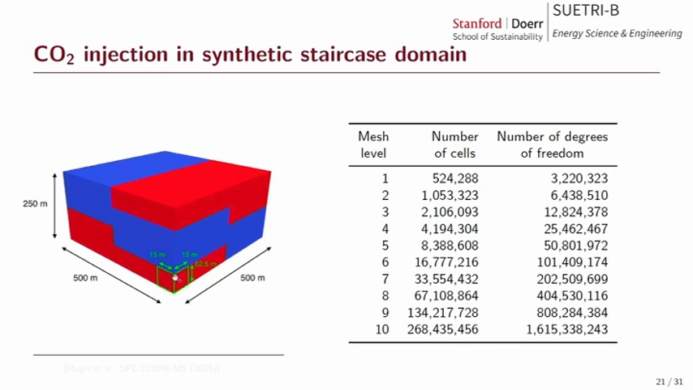We inject CO2 in this region, which is, the red is a permeable layer surrounded by an impervious layer, which is the blue one. This is essentially the domain, the dimensions of the domain. And on the right, you can see that when we start from a mesh level 1, we have 3.2 million degrees of freedom, until 1.6 billion, if we go to 10 levels of refinement.